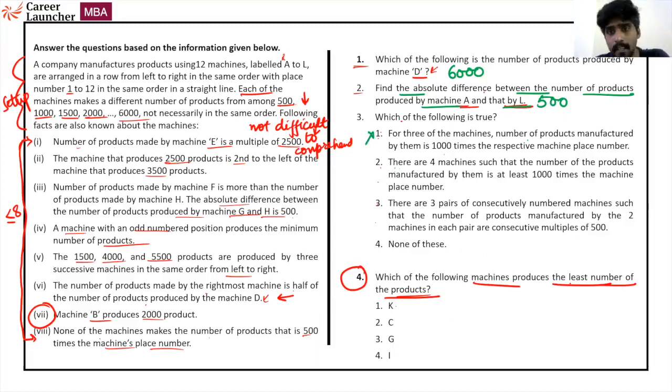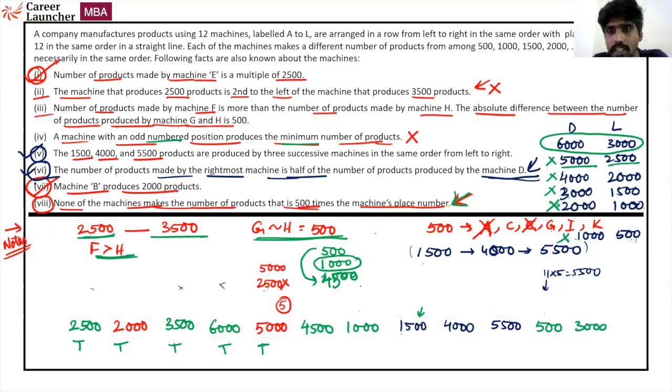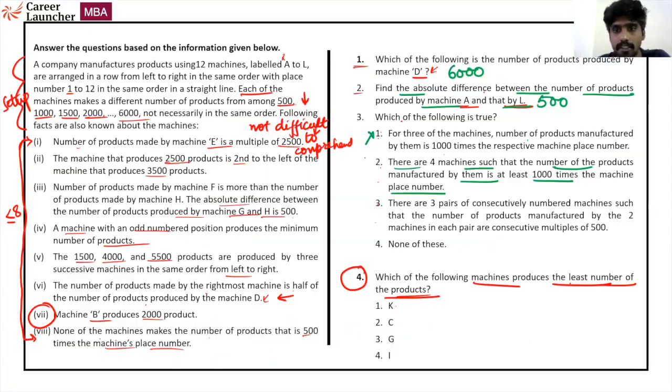Statement 1 is false. There are 4 machines such that the number of products manufactured by them is at least 1000 times the machine's place number. It is true for B, it is true for E, it is true for A, it is true for C. It is also true for D. There are 5 such machines. The statement says there are 4 such machines. This is also not true.